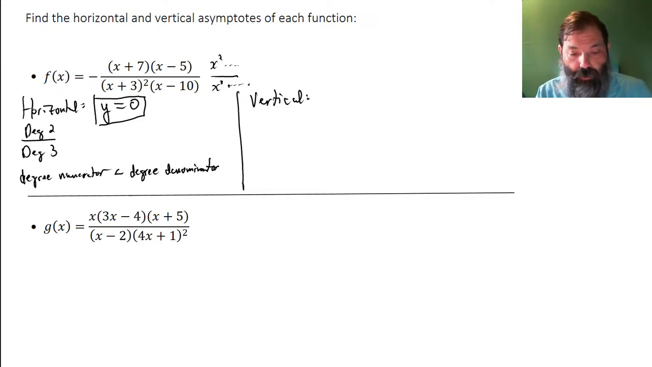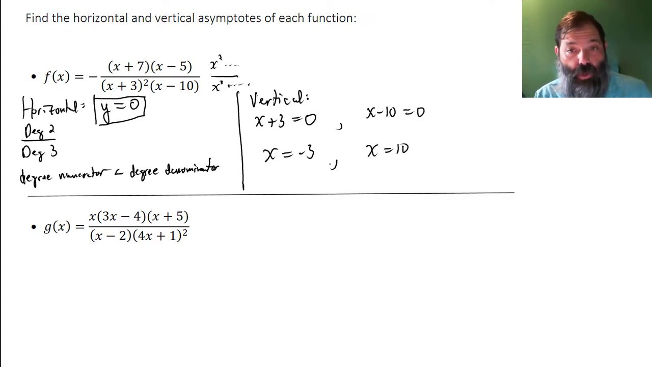So to find vertical asymptotes, we take the factors in the denominator and find where they equal 0. So I would take x plus 3 and set it equal to 0. x is negative 3. I take x minus 10, set it equal to 0. x equals 10. And there are the equations of the vertical asymptotes.